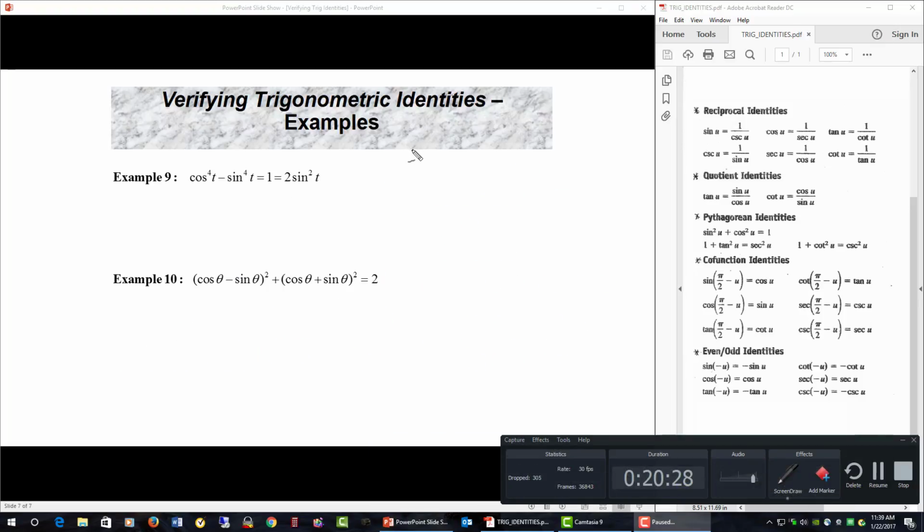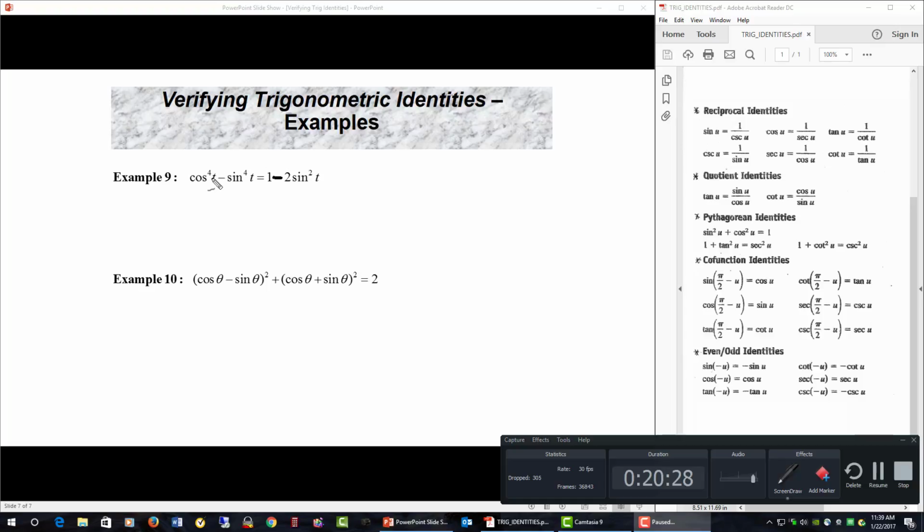Okay, so for examples 9 and 10, we're going to go ahead now, and this is not actually copied right. We're going to try to verify that cosine to the 4th power of some angle t minus the sine to the 4th power is going to equal 1 minus 2 times the sine squared t. This should be a minus in here, so let me fix that. Sorry about that. We'll make it look good.